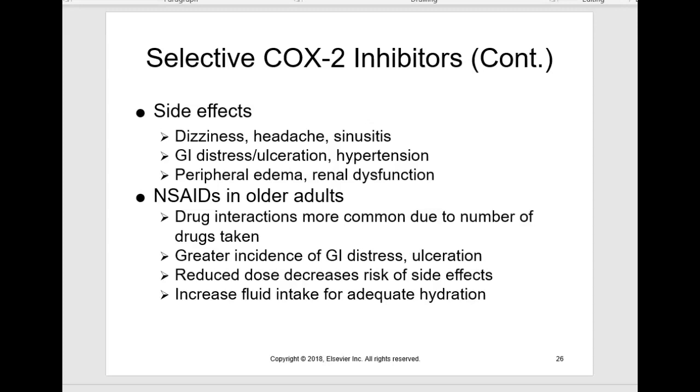Other side effects for celecoxib, a selective COX-2 inhibitor, would be hypertension, peripheral edema, watch for renal dysfunction. So again, monitoring those kidney values would be important also.